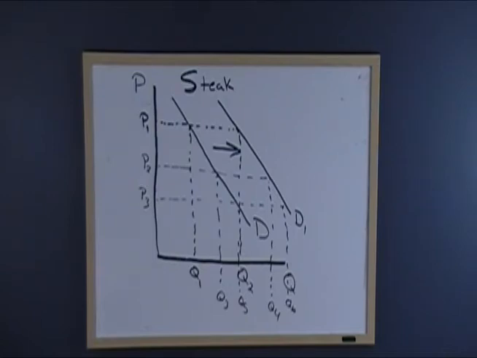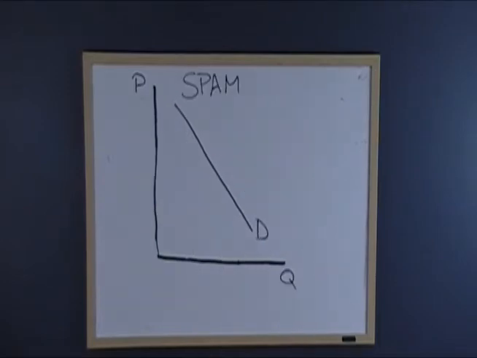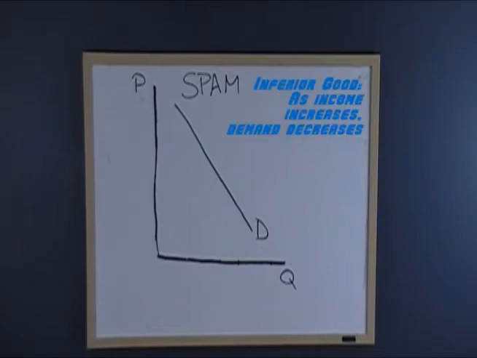But what about goods like ramen noodles or Spam? Goods that really aren't people's genuine favorite things, but they might buy them because they're cheap. So what is it that happens when we have a good that as we gain more income, we actually find that we demand less of that good at any given price? These goods are called inferior goods.